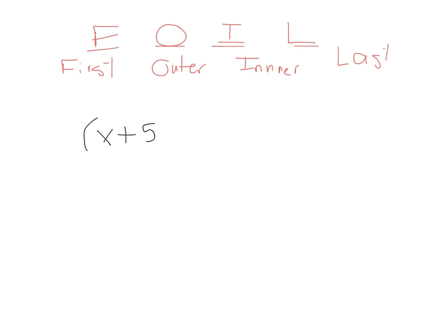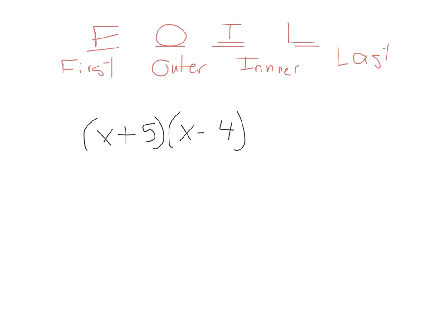FOIL means first, outer, inner, and then last. And it's talking about which terms you're multiplying: the first, the outer, the inner, the last. So I'm going to show you what that means. I'm going to take x plus 5 this time and multiply it by x minus 4. So we could think about it as distributing twice, but here's what it means to FOIL.